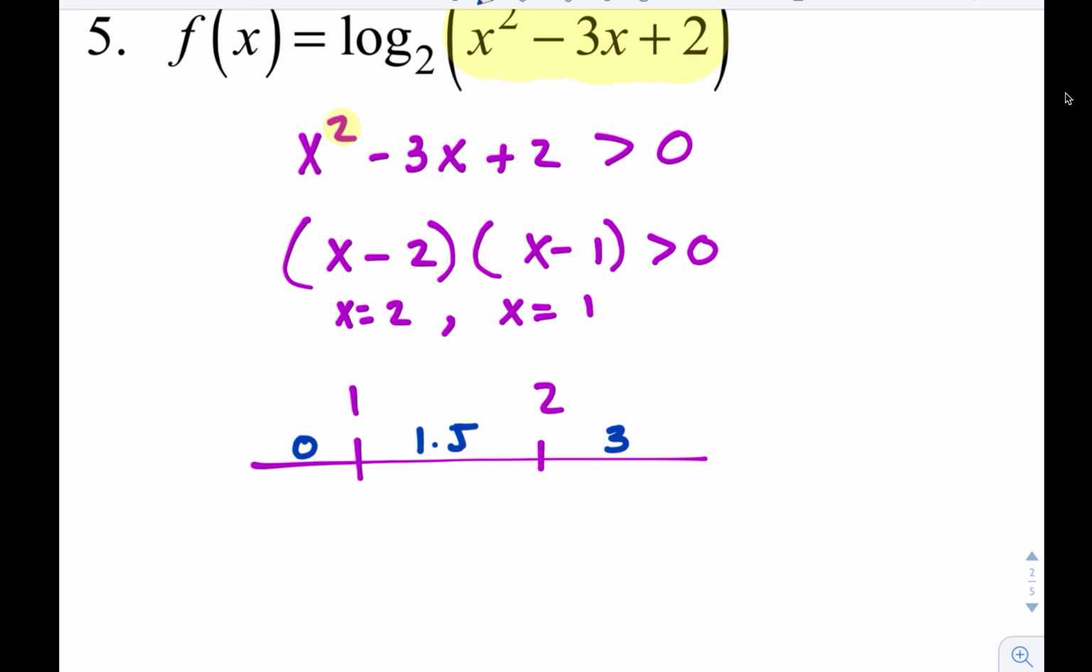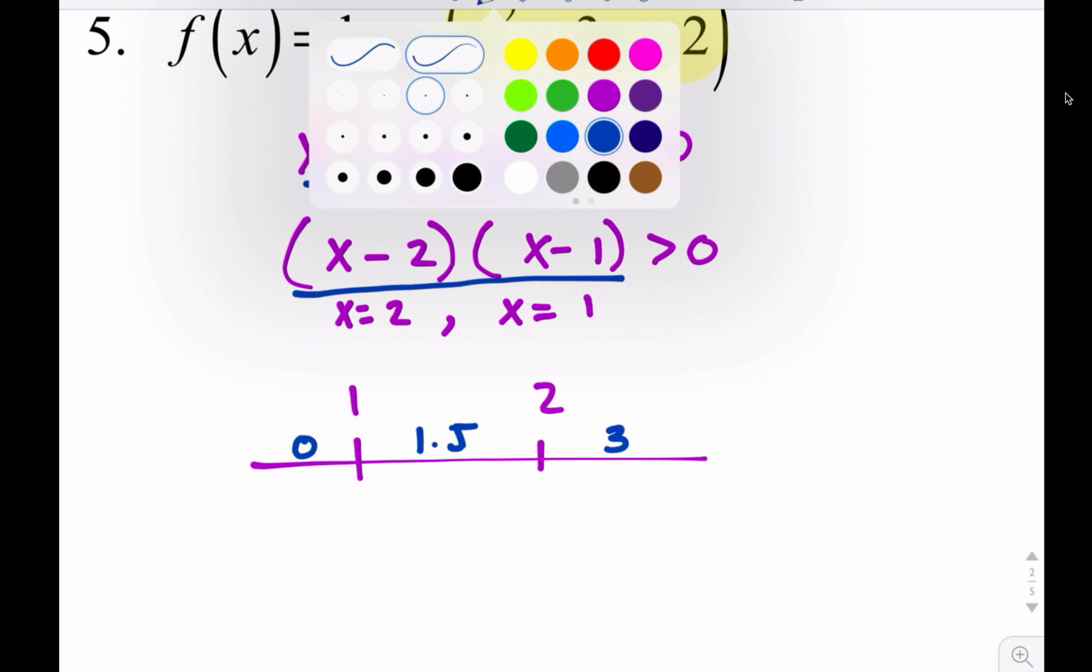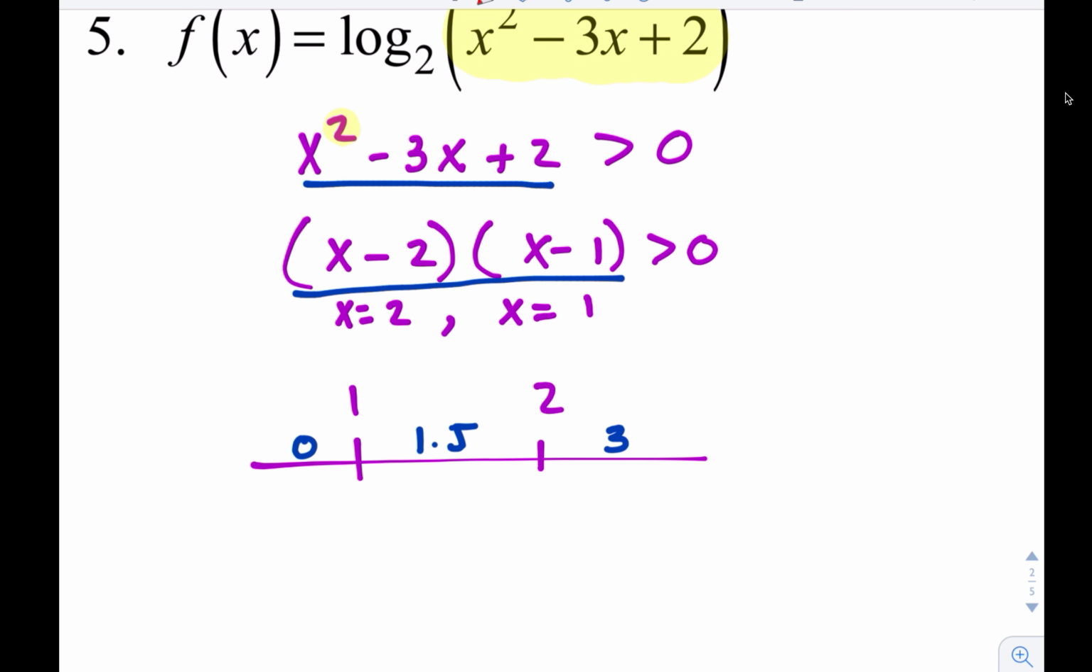Now you can plug it into either the original, x squared minus 3x plus 2, or you can plug it into the factored one. It's really your preference. And again, you're more concerned with whether it's positive or negative than the exact number. So if you plug in 0, I have 0 squared minus 0 plus 2, that's going to be positive. If I plug in 1.5, I'm going to plug that into the factored form because that might be a little bit easier. So 1.5 minus 2 times 1.5 minus 1.